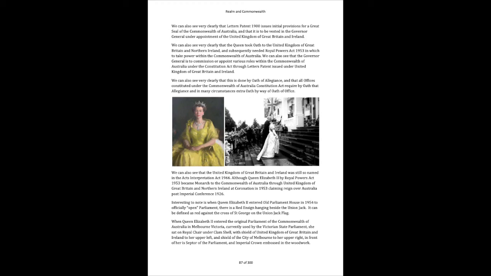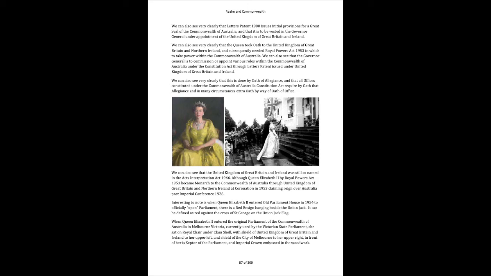Although Queen Elizabeth II, by the Royal Powers Act 1953, became monarch to the Commonwealth of Australia through the United Kingdom of Great Britain and Northern Ireland at coronation in 1953, claiming reign over Australia post-Imperial Conference 1926. Interesting to note is when Queen Elizabeth II entered Old Parliament House in 1954 to officially open Parliament, there is a red ensign hanging beside the Union Jack. It can be defined as red against the cross of St. George on the Union Jack flag.